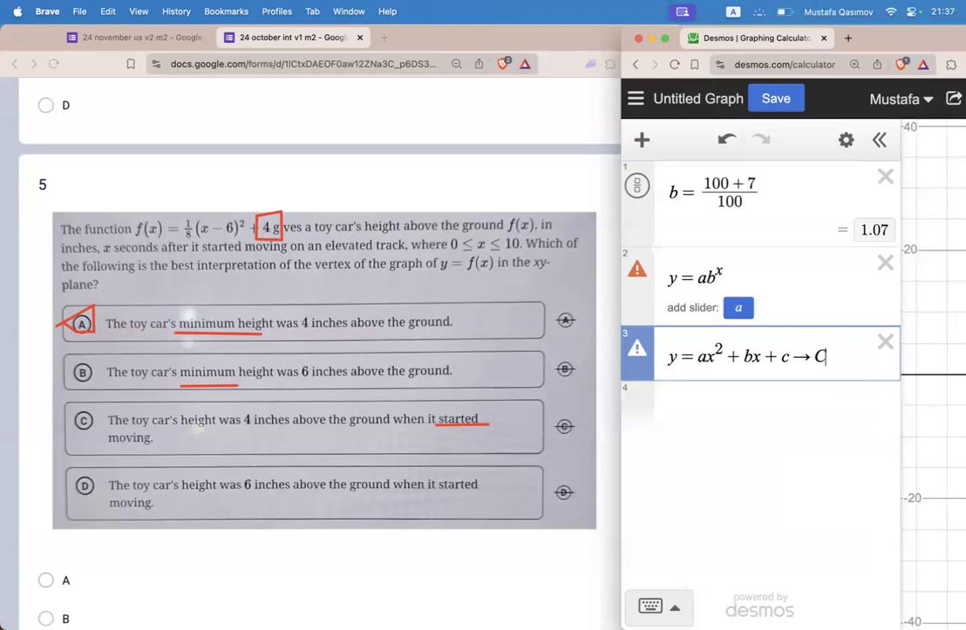Yeah, it can be C or D. But if it is given in vertex form, then you have to take A or B. Minimum or maximum.